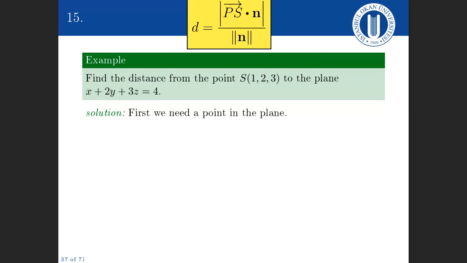Let's do an example using this formula. Find the distance from the point 1, 2, 3 to the plane x plus 2y plus 3z is equal to 4. First, we need a point in the plane. We need a point x, y, z which satisfies the plane equation.